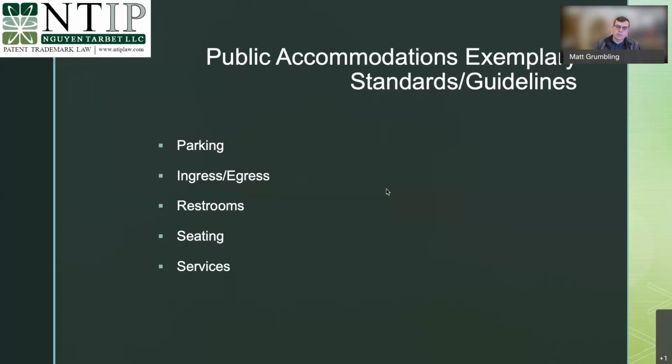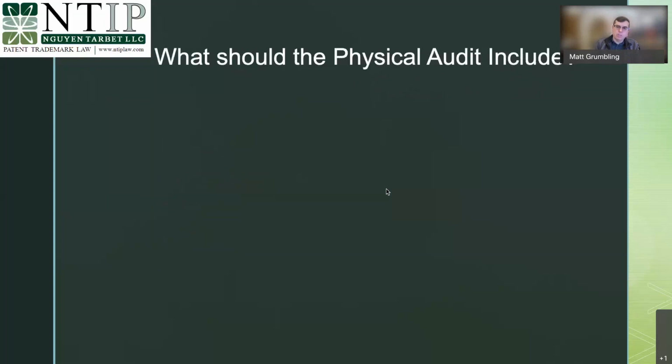And then just any services. Think about if you're in a restaurant and there are separate services that need to be accessed. They need to be accessible. They all need to be accessible to everybody.